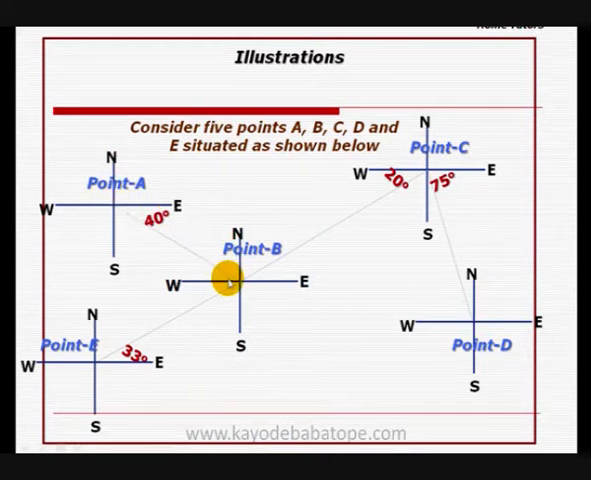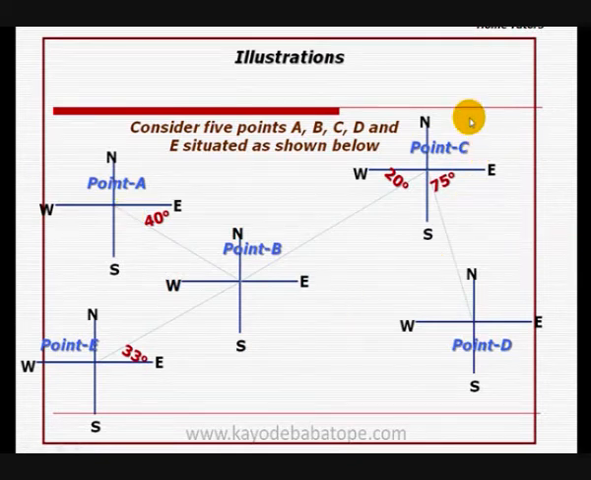So point B is on a three-figure bearing of 130 degrees from point A. That is, starting from point A, you need to move 130 degrees to get to the line that is joining point A and point B.